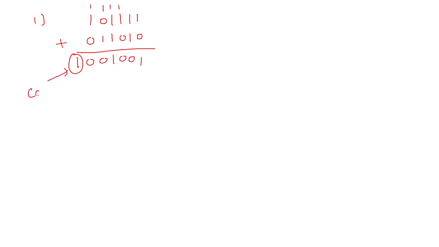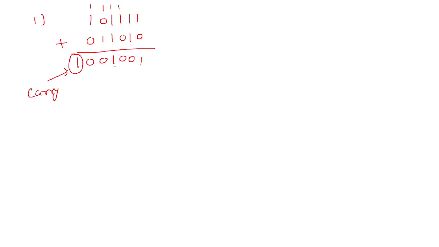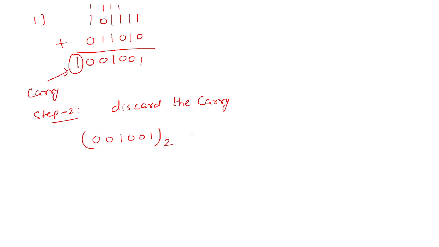An overall carry is generated. How can we identify this carry? We can see m was given in 6 bits and n is also in 6 bits, but here we have the result in 7 bits. The extra bit represents the carry of the addition m plus the 2's complement of n. But step 2 states that we need to discard the carry. Discard the carry, and then the final result will be 001001. This is the number coming from m minus n.